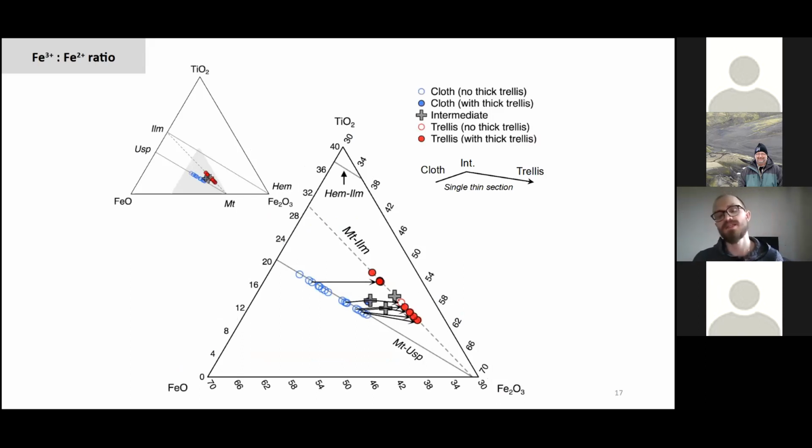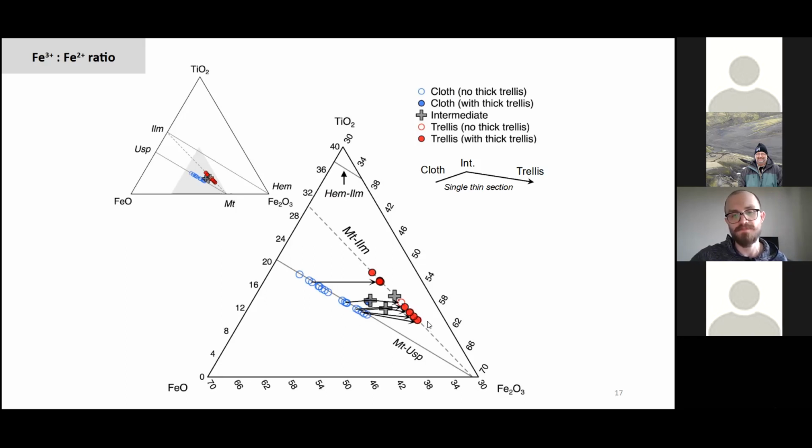So something else that's predicted by the oxidation model, or this oxy-exsolution model, is that the more oxidized varieties, so in this case trellis textured oxides, should have a higher iron 3+ to iron 2+ ratio than the more reduced varieties, so the cloth in this case. Whereas the titanium content should not be affected because it's not being oxidized. So here we have the same diagram as before, looking at iron 2+, iron 3+, and titanium for the different textural varieties of oxides in the Eastern Gabbro. And the arrows here are just connecting different textural varieties of oxides within the same thin section.